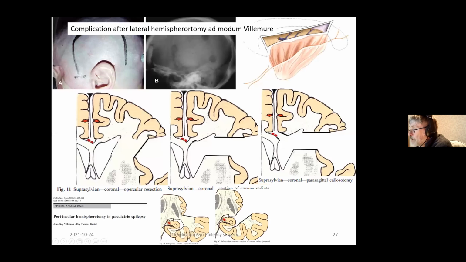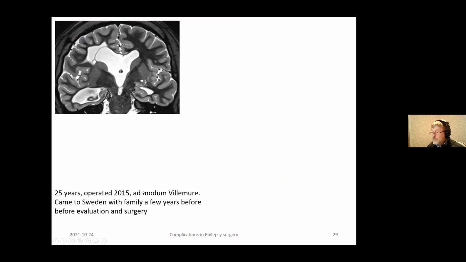I had a complication some years ago, when we did a lateral hemispherectomy on a patient that was 25 years old, and we did it lateral, like a peri-insular hemispherotomy, and you go from the lateral side. This patient was 25 years old, operated in 2015. He came to Sweden with his family just a few years before, and of course he should have been operated when he was 2 or 3 years old, but that didn't happen.